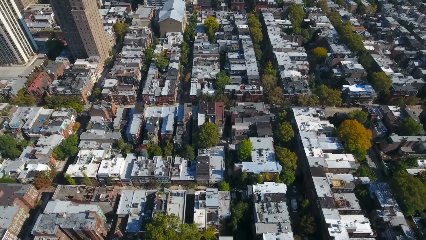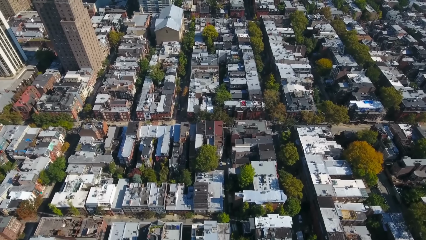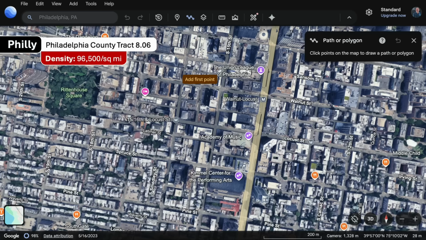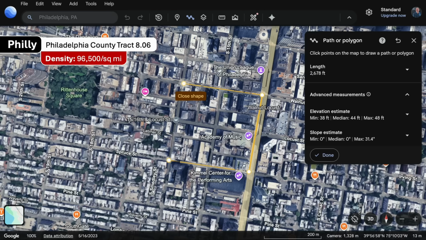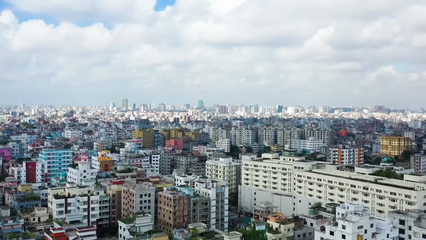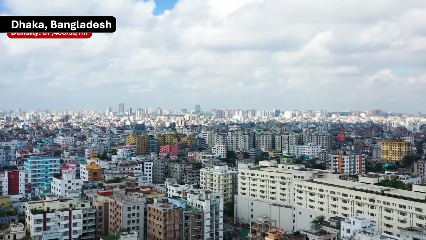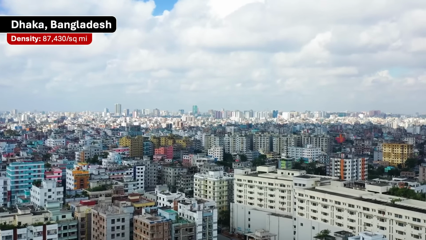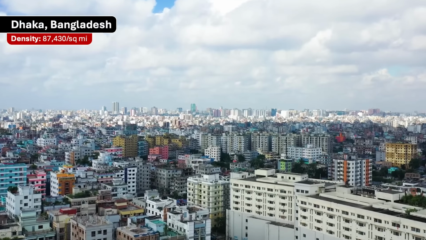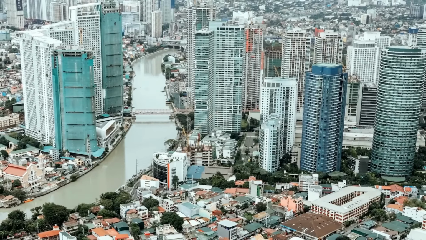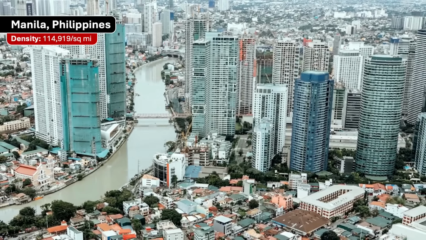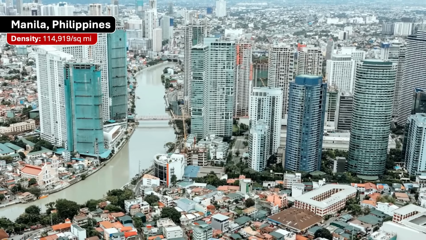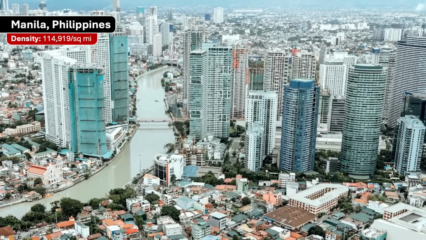And to give you an example of what this looks like, I'll give you number 11, Philadelphia. This is Census Tract 8.06, which is bounded by Broad and 16th, and Spruce and Walnut. Densest census tract in the city at 97,000 people per square mile. Just for reference, I always think of Dhaka, Bangladesh as the densest big city, but that's only 87,000 people per square mile. I think the actual answer is Manila proper, which clocks in at 115,000 per square mile, so every location on today's list has higher density than Dhaka, and most of them are going to be denser than Manila too.